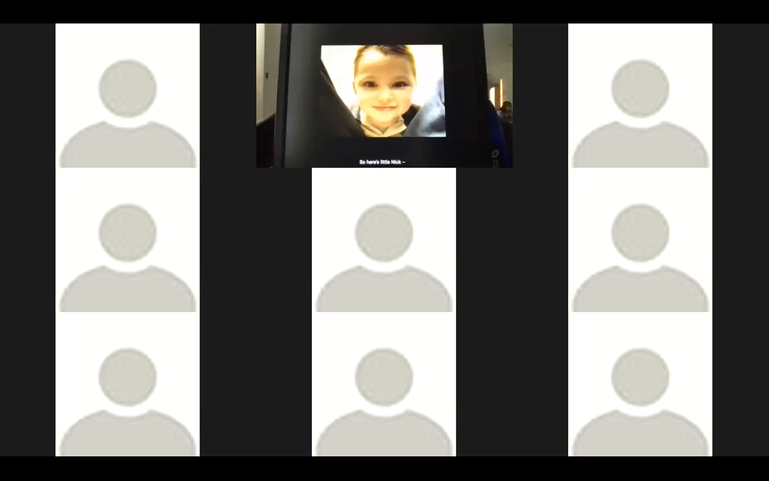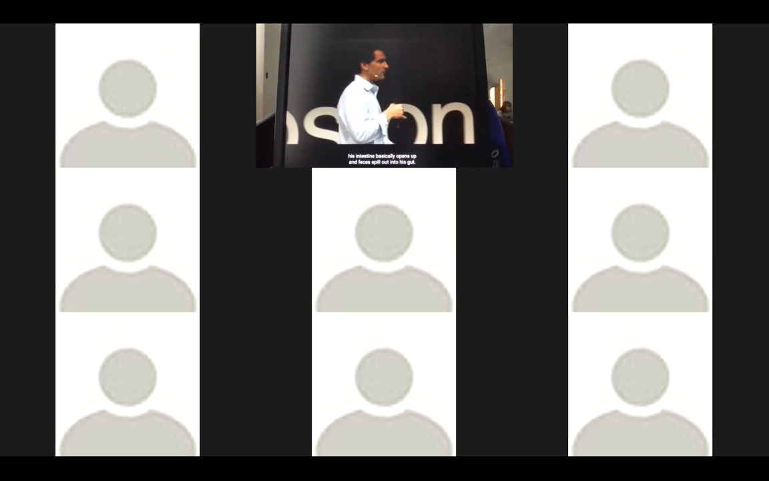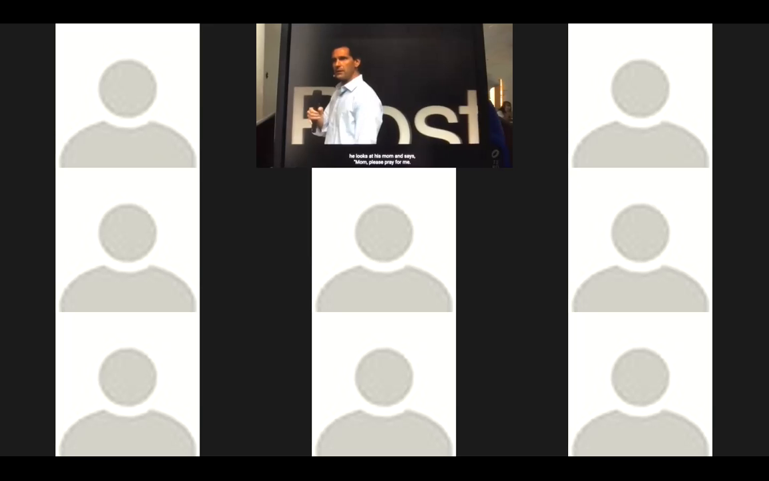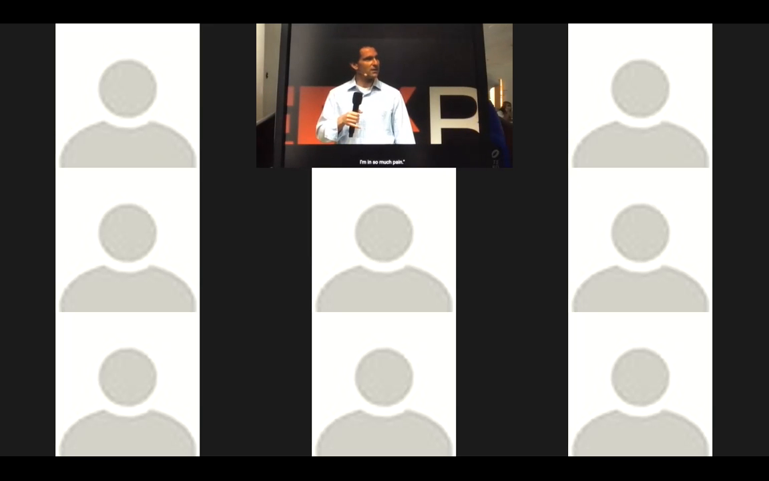So here's little Nick. Likes Batman and squirt guns, and turns out Nick shows up at the children's hospital with this distended belly, like a famine victim. And it's not that he's not eating, it's that when he eats, his intestine basically opens up and feces spill out into his gut. So 100 surgeries later, right, he looks at his mom and says, "Mom, please pray for me, I'm in so much pain."